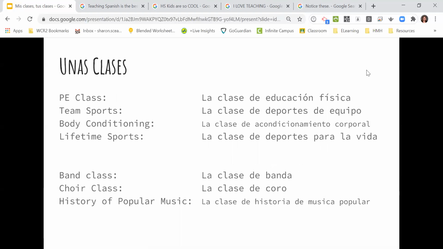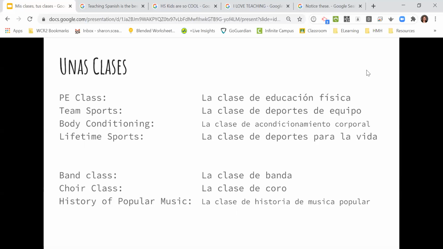PE classes, la clase de educación física would just be PE. La clase de deportes de equipo, team sports. La clase de acondicionamiento corporal, body conditioning. Again, that's la clase de acondicionamiento corporal. Then lifetime sports, la clase de deportes para la vida.